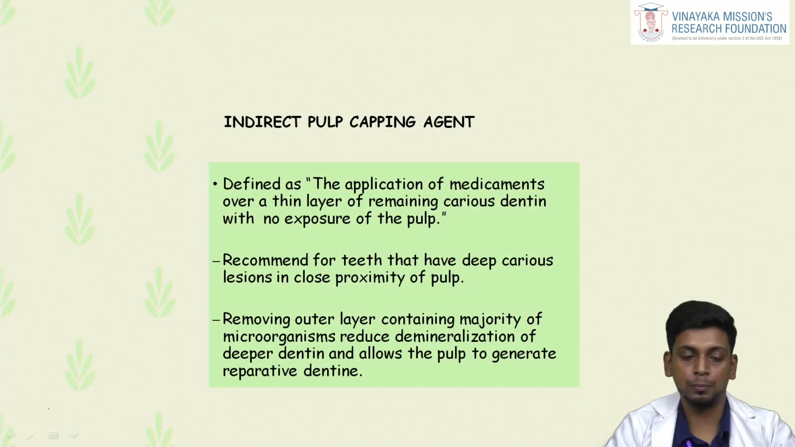Indirect pulp capping agent. It is defined as the application of medication over a thin layer of remaining carious dentin with no exposure to the pulp. It is recommended for teeth that have a deep caries lesion in close proximity to the pulp. Removing the outer layer containing the majority of microorganisms reduces demineralization of deep dentin and also allows the pulp to regenerate reparative dentin.